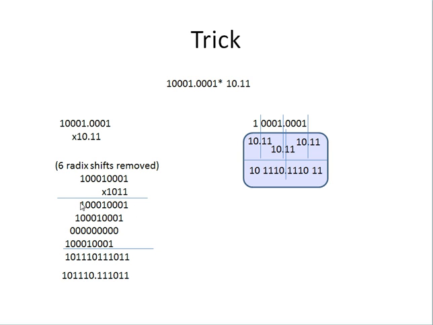1 times that puts 1 here. 1 times that puts a number here. 0 times this puts the number there. 1 times this puts the number there. And I add them. You can check and see. That gives me this number. I've got to put those 6 shifts back in. 1, 2, 3, 4, 5, 6. There we go. And I put the radix point in. So you can see this is your traditional multiply answer.